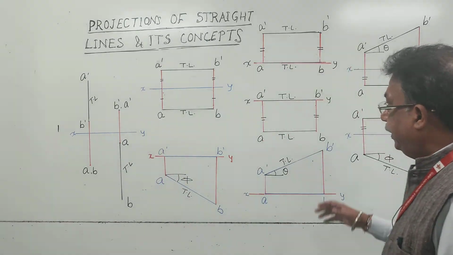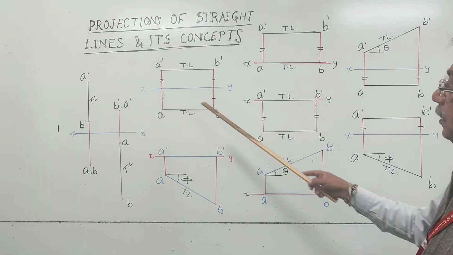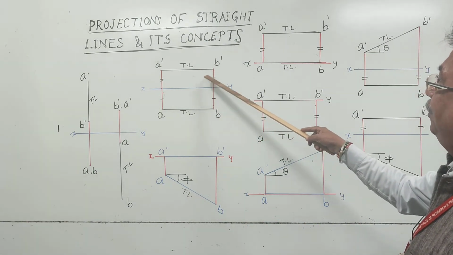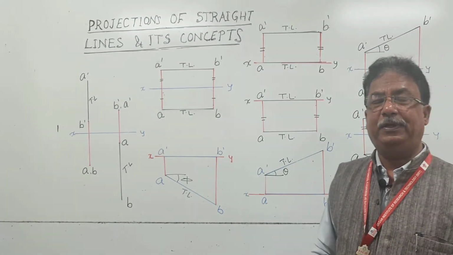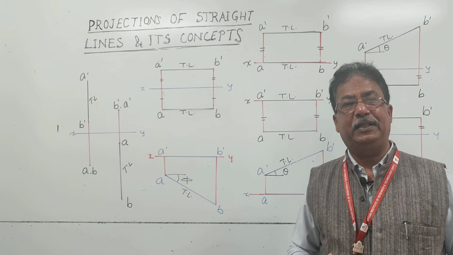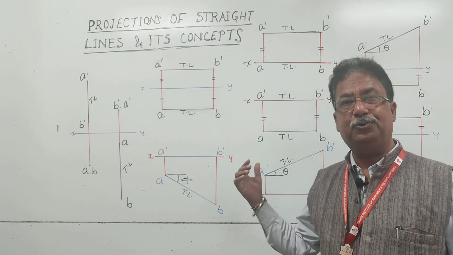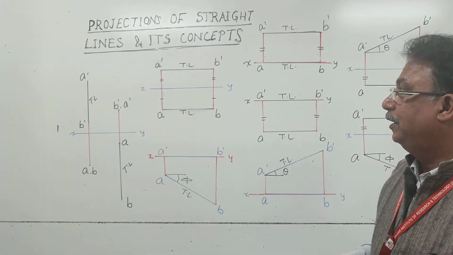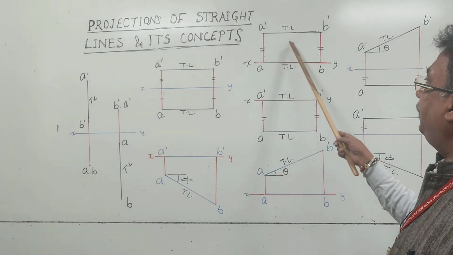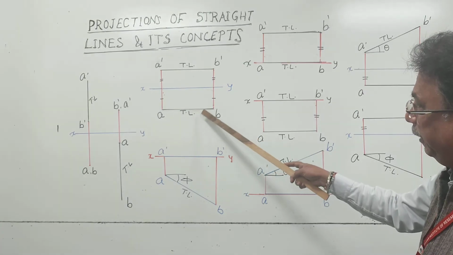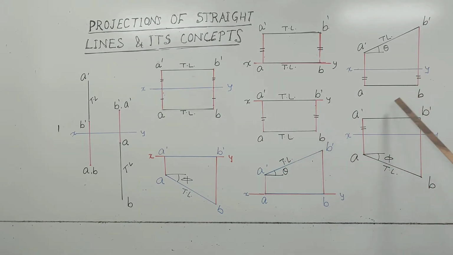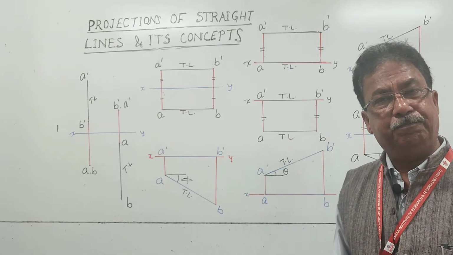One more way to read problems like this: if you look at this figure, A dash B dash is parallel to XY, in this case also A dash B dash is parallel to XY, in this case also A dash B dash is parallel to XY. So in all these 3 cases the line will be parallel to HP. So the concept we earlier generated, that front view always relates with HP and top view always relates with VP, is also true in the case of a line, as it is true in the case of a point. So if you want to read any line, if the front view looks parallel to XY, it means the line is parallel to HP. In these 3 cases the line is parallel to HP. Now in this case AB is parallel, AB is parallel, AB is parallel. So in all these 3 cases the line is parallel to VP.